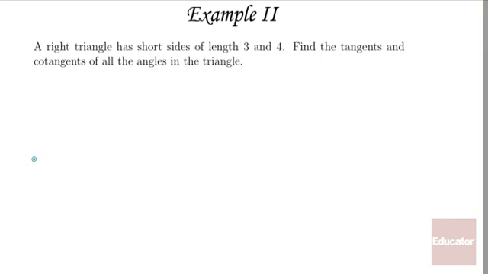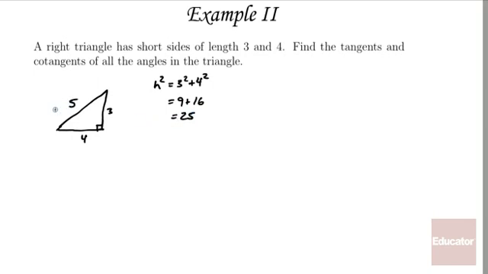For our next example, we're going to look at some right-angle triangles and try to work out some trigonometry there. So we're given that a right triangle has short sides of length 3 and 4. And we're trying to find the tangents and cotangents of all the angles in the triangle. So the first thing we need to do is figure out what the hypotenuse of this triangle is. So we know that the hypotenuse squared is 3 squared plus 4 squared, which is 9 plus 16, which is 25. So the hypotenuse must be 5 units long.